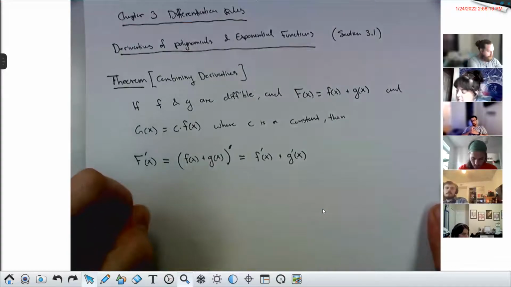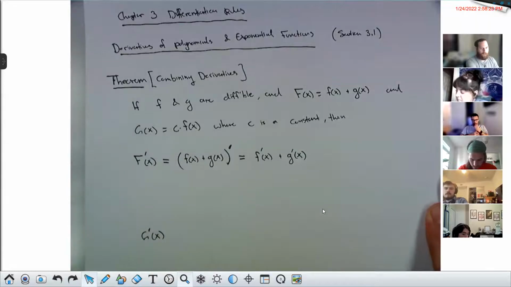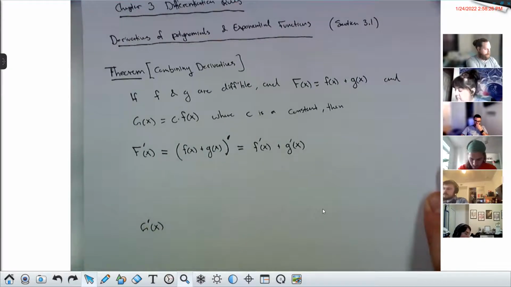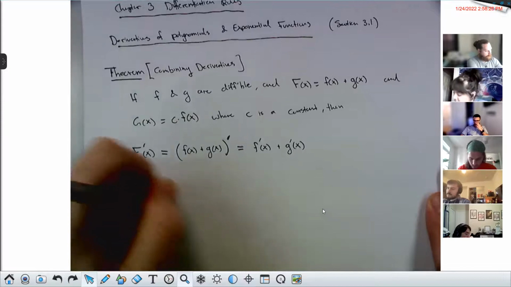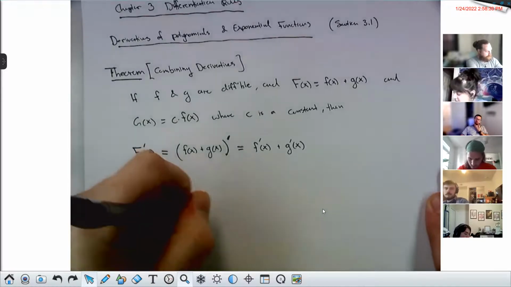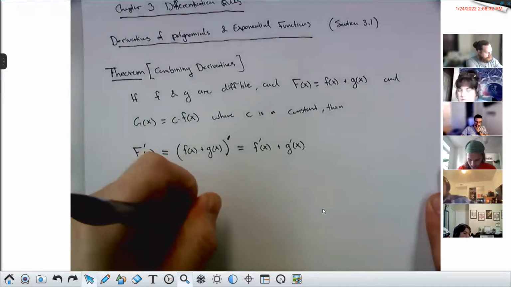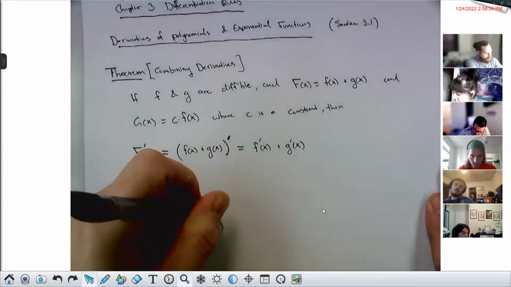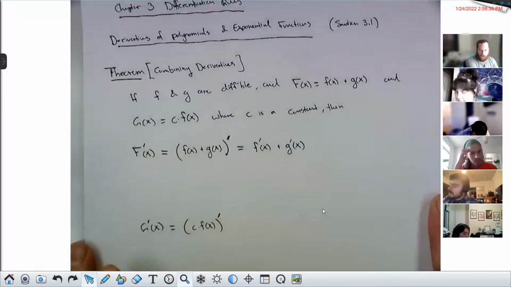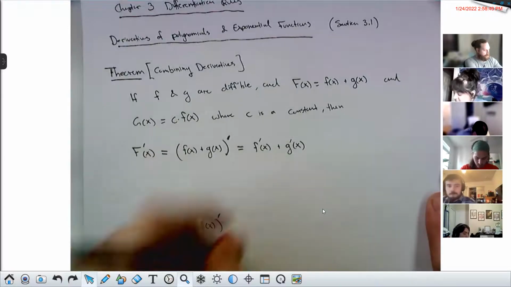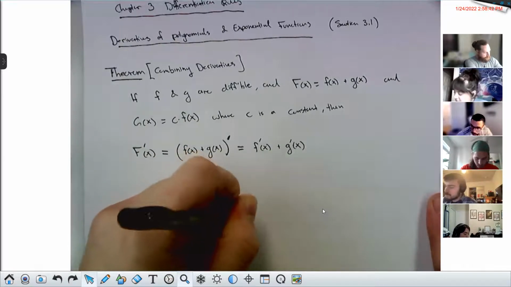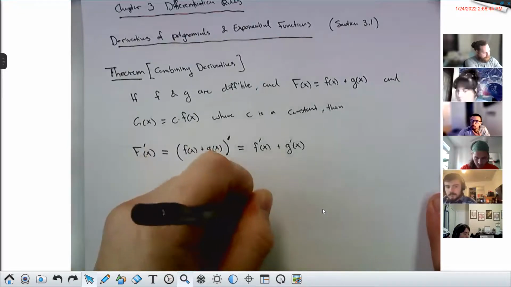And then underneath that space, capital G primed. And remember what capital G is. Capital G is just the constant c times little f of x. So capital G primed would be all of that primed, having had its derivative taken. This is just going to be c times little f primed.